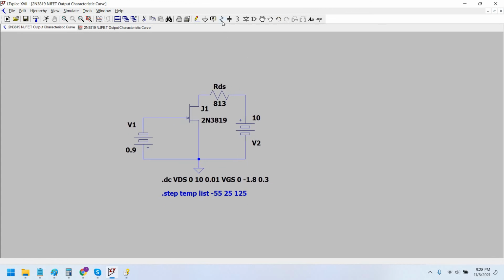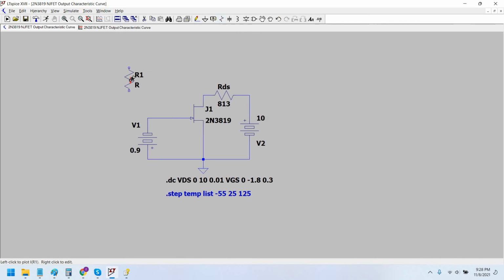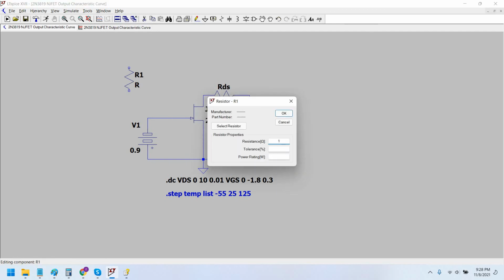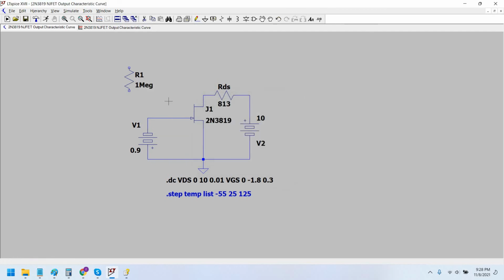Now the resistor should be connected between the gate and the source. This is because we have to ensure that the gate current of this JFET is negligible. So we will set the resistor to be equal to 1 meg, and a coupling capacitor can also be placed here.